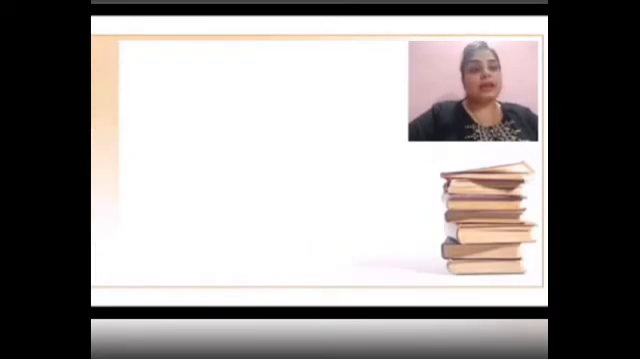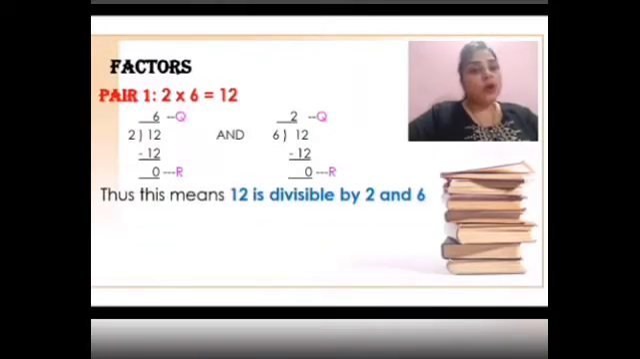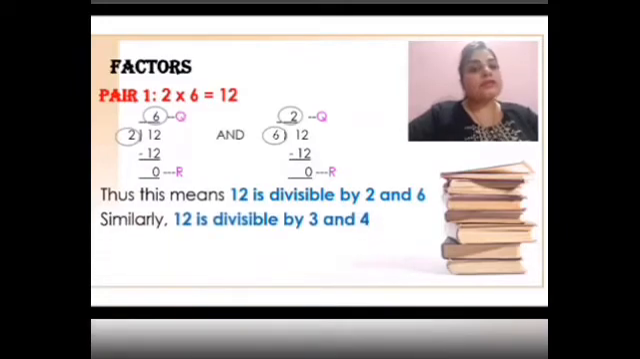Now let us see the other pair which we have taken. Here 2 and 6 are the pair of numbers. Again we will divide 12 by 6 and 12 by 2, and again we have got the remainder 0. So this means 12 is divisible by 2 and 6. Similarly, we can say that 12 is divisible by 3 and 4 also.